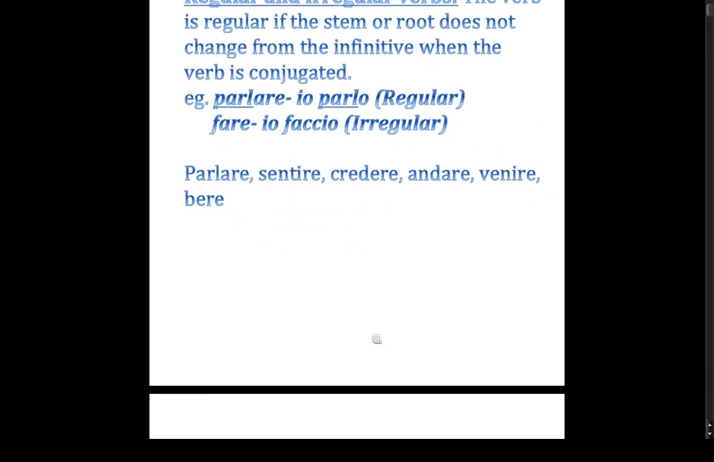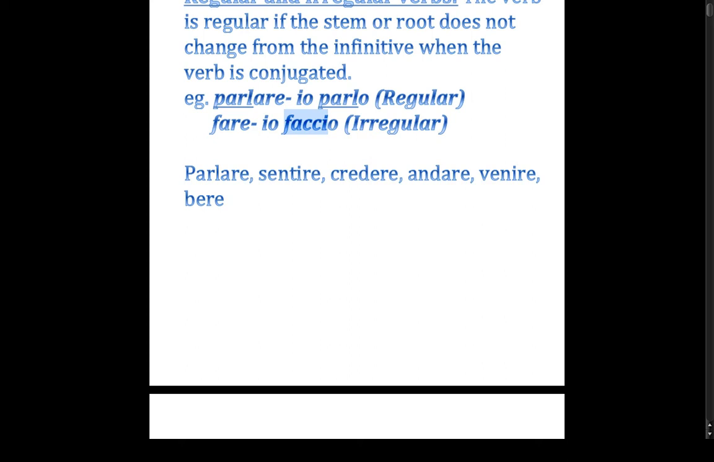So what makes a verb irregular? We can see here in this example, okay, we take away the ending ARE and we get left with the stem or the root of the verb, parl. And when we conjugate a regular ARE verb, regular IRE or ERE verb, this stem will stay the same. However, in an irregular verb, the endings are still the same. It's not the endings that change. It's the stem that changes to make it irregular.